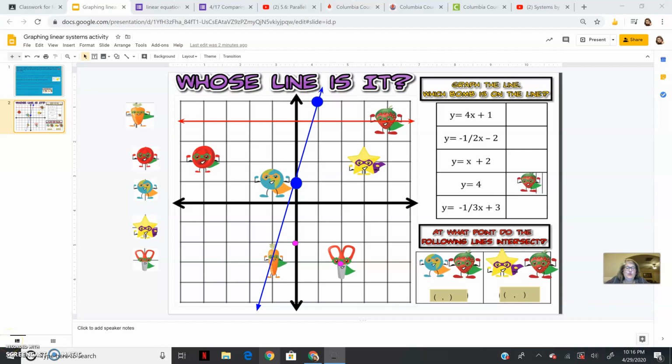Hey guys, I just wanted to go over this activity that y'all did yesterday. Make sure you had an understanding of it. So I already did y equals 4. I did that yesterday, so I just left that up there.